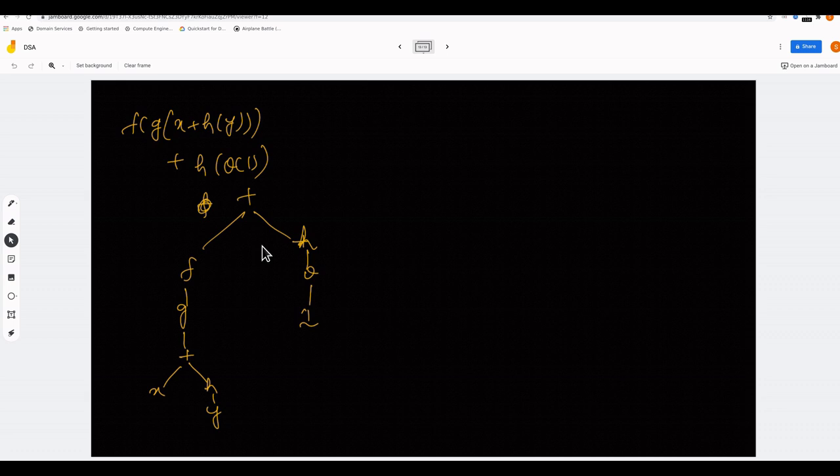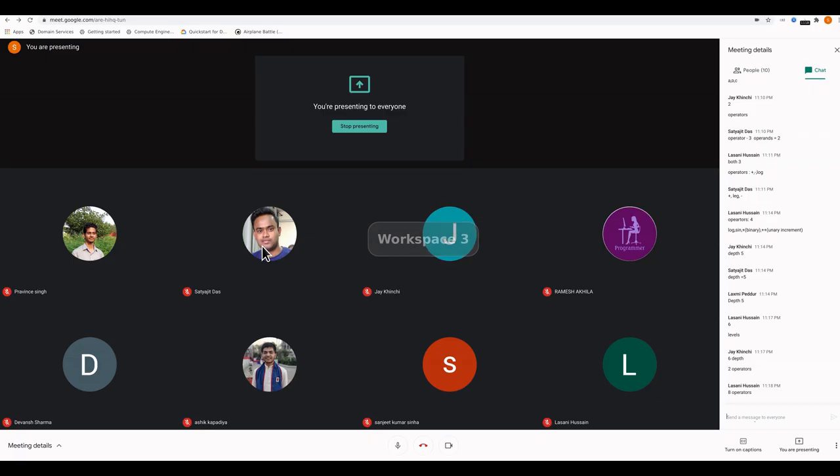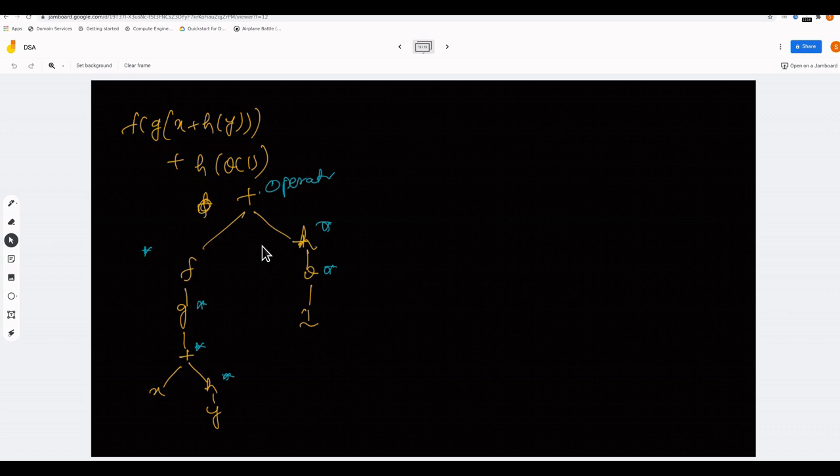Let me take a different color. So this is the operator, right? Actually every intermediate node is an operator, right? We talked about it, like h, f, theta. What is an intermediate node? Which is not a leaf, right? So f, g plus h, right? 1 2 3 4 5 6 7, I think, right? So there are 7 operators. 8 operators, I don't know, I think I got only 7. Okay, anyway, doesn't matter. I hope you got the idea by now.